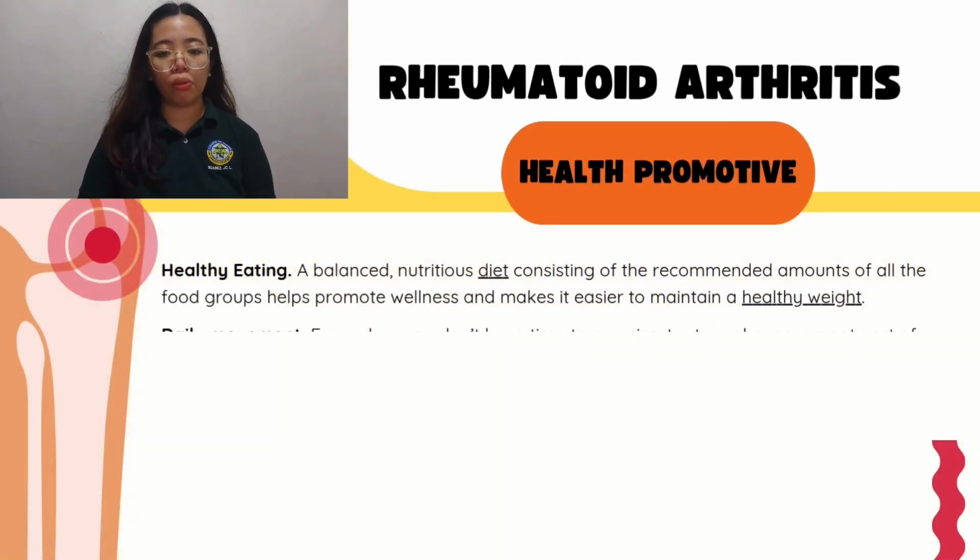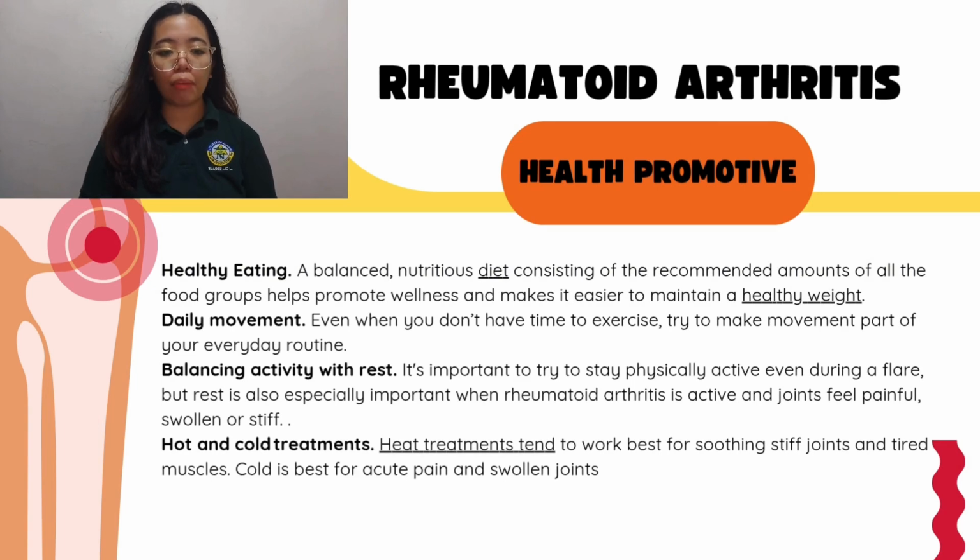Health promotion measures include the following. Healthy eating. A balanced, nutritious diet consisting of recommended amounts of all the food groups helps promote wellness and makes it easier to maintain a healthy weight. Daily movement. Even when you don't have time to exercise, try to make movement a part of your everyday routine. Balancing activity with rest. It is important to try and stay physically active even when a flare-up comes, but rest is also especially important when rheumatoid arthritis is active and joints feel painful, swollen, and stiff.